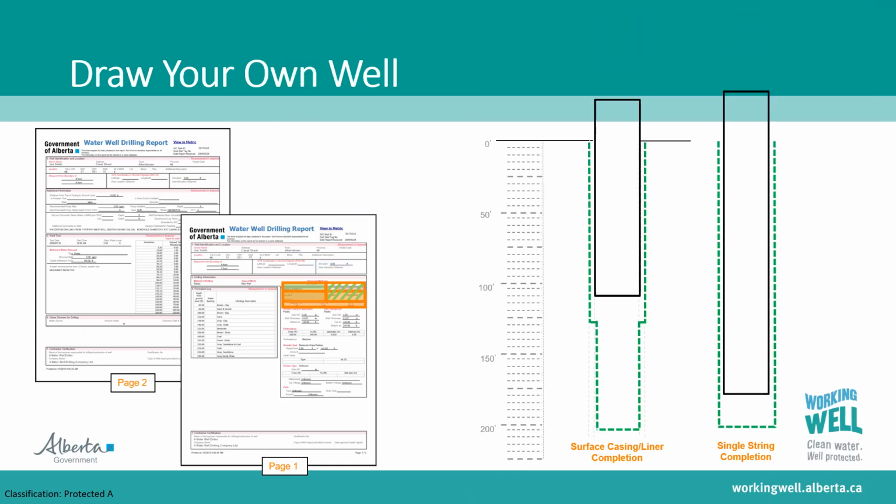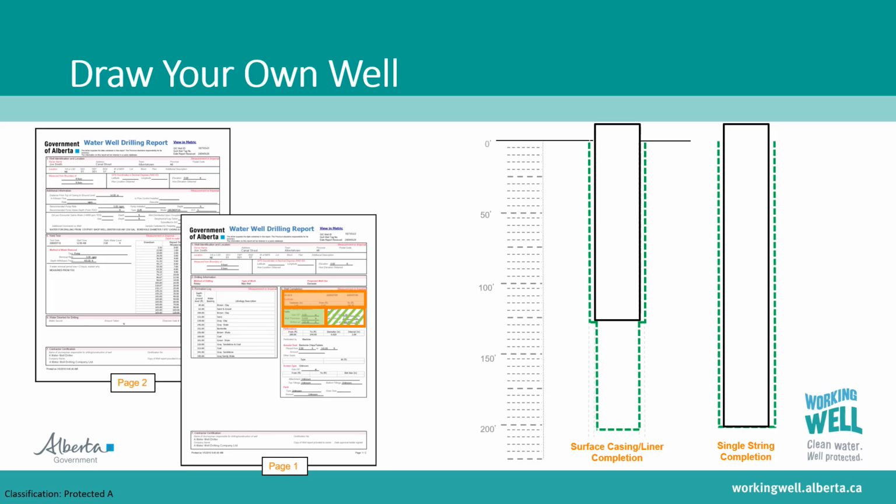Next, we want to add our casing. So if you have a surface casing liner completion, your casing for surface casing will be on the left-hand side of the report here under surface casing. You'll see there is a to measurement on here, but you won't see a from. The from is actually on the second page under distance from top of casing to ground level. So that means how far the casing is sticking up above the ground, and it'll be in inches. So it'll probably say something like 24 inches.